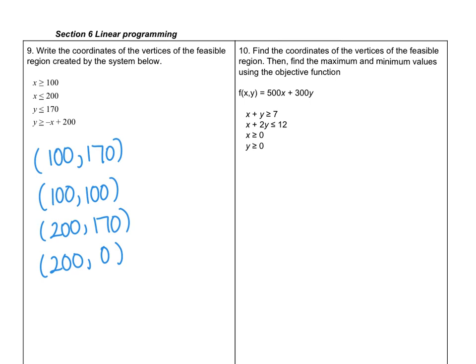Next, in the last problem, we want to find the coordinates of the vertices of the feasible region, then find the maximum and minimum values using the function. So we're going to start with x plus y greater than or equal to 7, x plus 2y less than or equal to 12, and then x greater than or equal to 0 and y greater than or equal to 0.